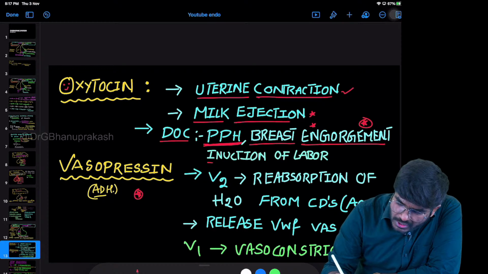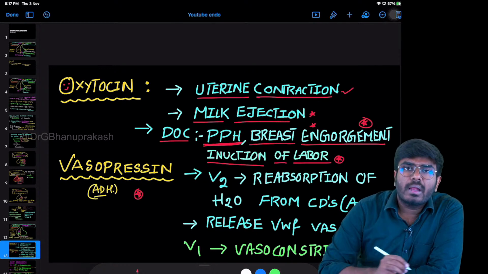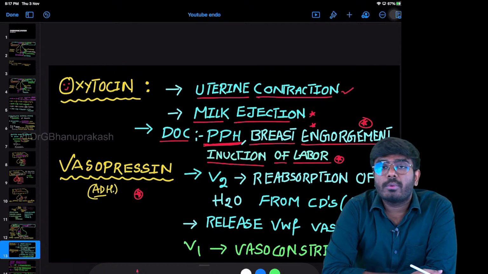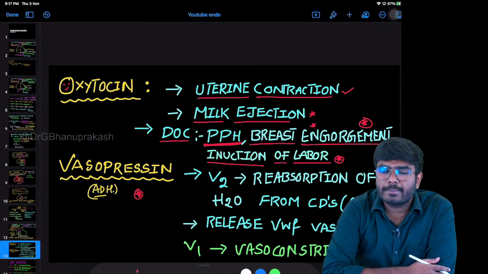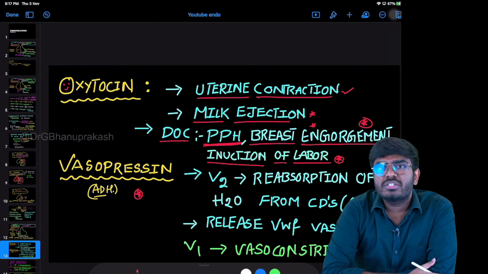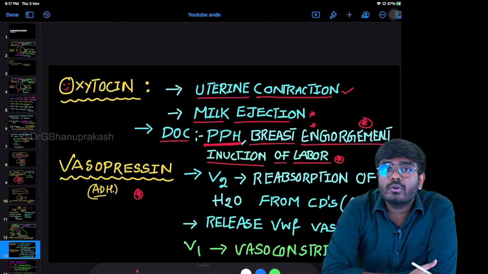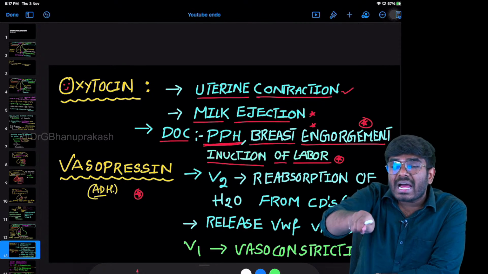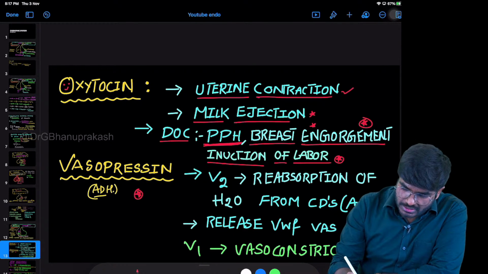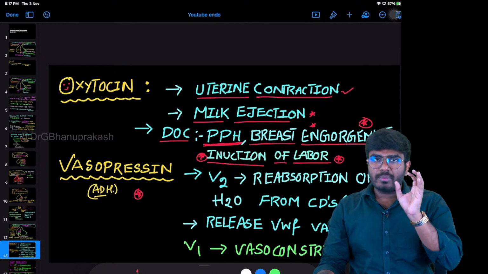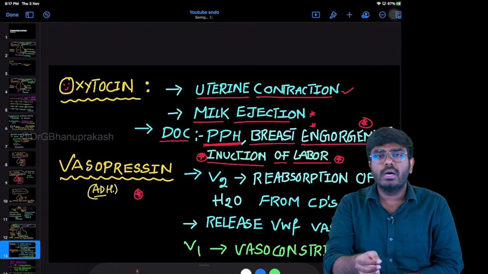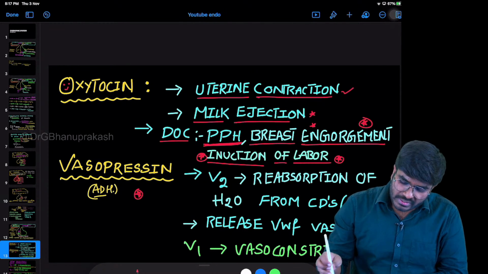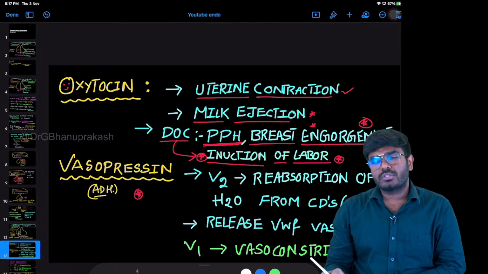And for induction of labor. So what exactly is induction of labor? A female is already at term, but she is not going into labor. Her term is completed, 9 months is completed, and she is not going into labor. Now what do you have to do? You have to kickstart the labor. You have to start the labor. The starting is called induction. So how do you start her labor? If you want a female to go into labor, just give her an injection of oxytocin. Definitely she will go into labor. So for the induction of labor, what is the drug of choice? Again, oxytocin.